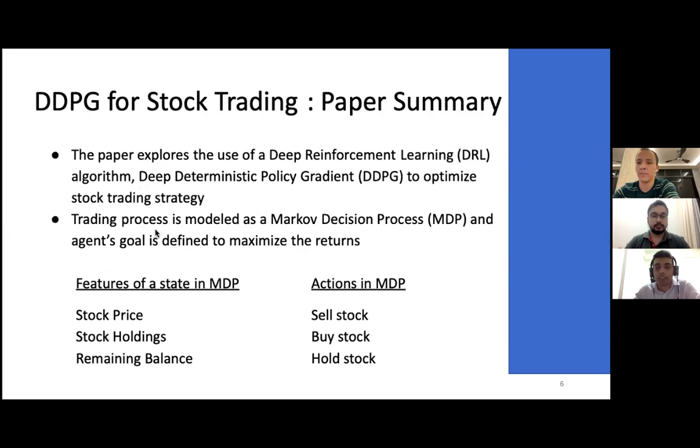The trading process in this paper is modeled as a Markov decision process, or MDP, and the agent's goal is defined to maximize the returns. It's aligned with what we would usually want in the real world, to maximize the returns of the stocks that we trade with. So in this paper, the features of a particular state in MDP are represented using stock price, stock holdings, and the remaining balance. The actions for the MDP are the same as the real world scenario, which is to sell a stock, buy a stock, or hold a stock.